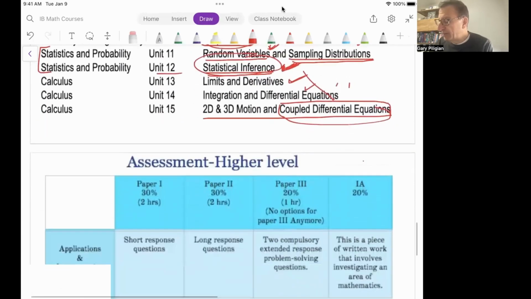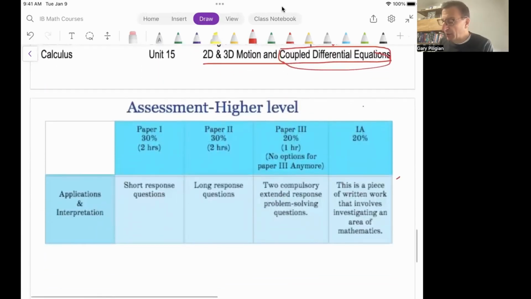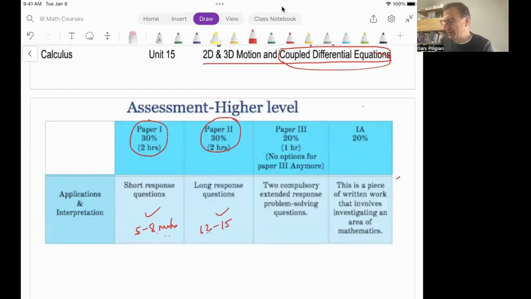Okay, what does the assessment look like in this course? Well, like I just referred to, you always have a calculator for the assessments. You have a paper 1 and a paper 2, which are both 2-hour exams. Since you have a calculator for both of them, the only difference between paper 1 and paper 2 is they've chosen to put all the short response questions in paper 1 and all the long response questions in paper 2. So these are the ones like 5 to 8 marks per question, right? And these are like the 12 to 15 marks per question, multiple parts usually.